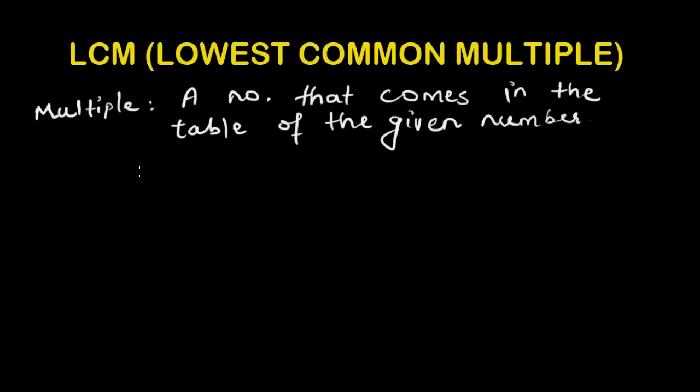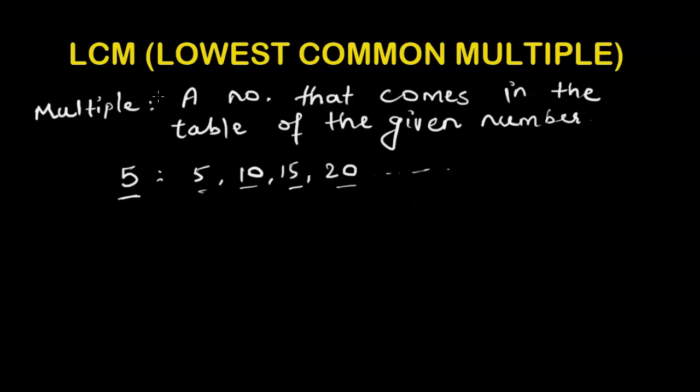For example, if we want to write down the multiples of 5, we just have to write down the table of 5. For example, 5, 10, 20, and so on. All of these numbers that come in the table of 5 are called its multiples. Therefore, for a given number, we can have infinite number of multiples. That means we can have unlimited amount of multiples for a given number.